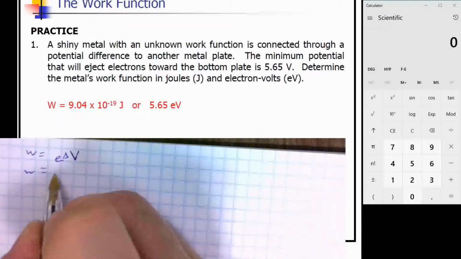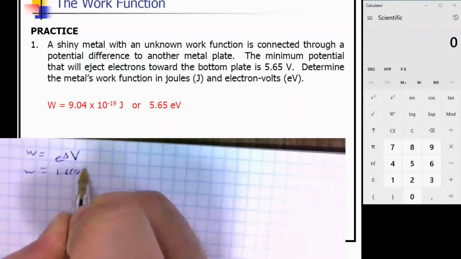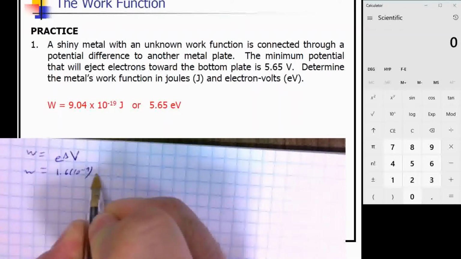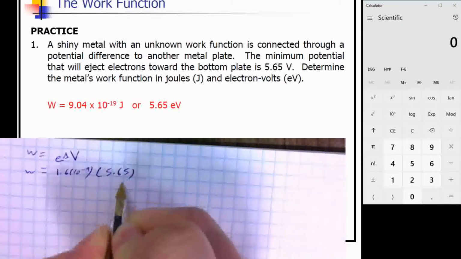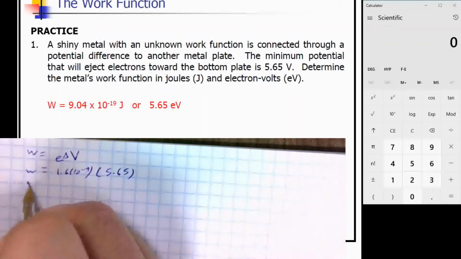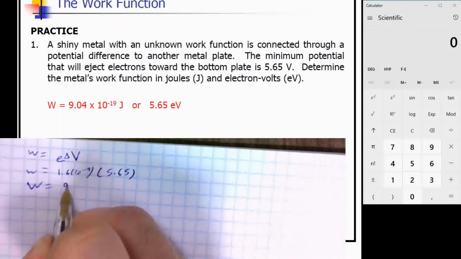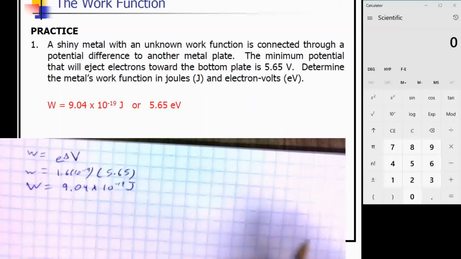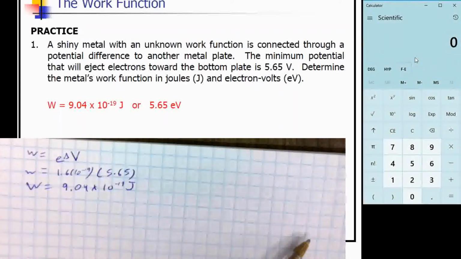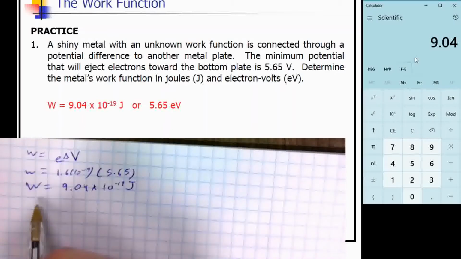So our work function ends up being 1.6 times 10 to the negative 19 times our voltage, which is 5.65. So it is equal to 9.04 times 10 to the negative 19 joules. You can see that if I multiply here, 1.6 times 5.65 is 9.04, and the 10 to the negative 19 will just be multiplied to that.